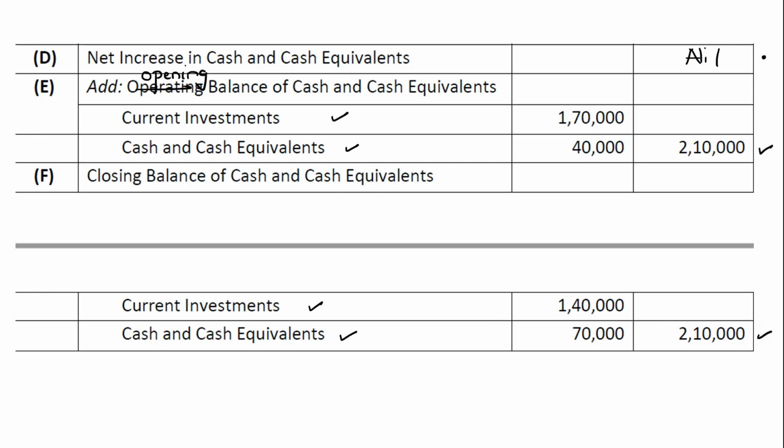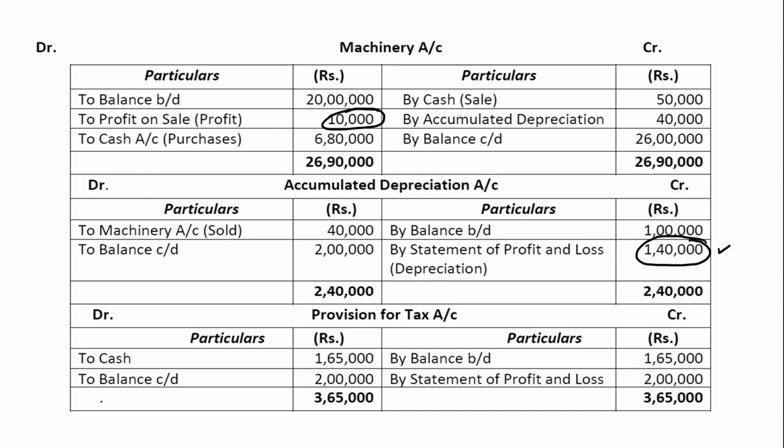But if you have done everything correctly, the difference between the opening and closing, cash and cash equivalent, which you get here, would be the total of the cash flows from the three activities: operating activity, investing activity and financing activity. And these are the working notes that you have to prepare: machinery account, accumulated depreciation account, provision for tax account if required. So I hope the entire cash flow statement part has been revised thoroughly and has been decoded by you now. I hope you will be able to handle the cash flow statement with ease henceforth.